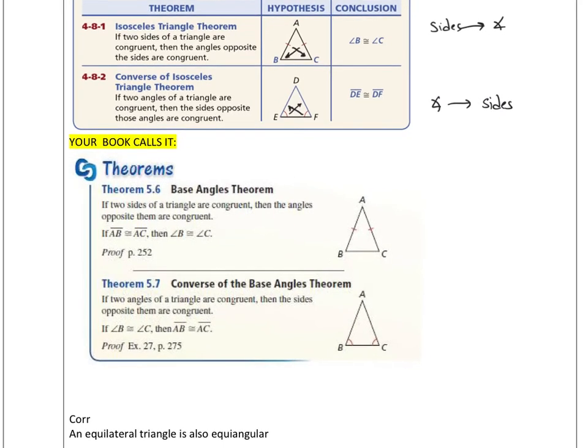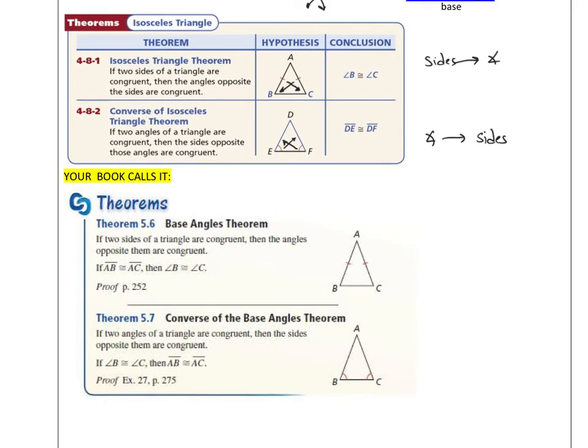But here, some books will call it the base angles theorem. Most books call it the isosceles triangle theorem and the converse. Your book calls it the base angles and the converse of the base angles because your author likes to do that. But that's the isosceles triangle theorem. If the sides are congruent, the angles will be. The converse, if the angles are congruent, the sides will be.